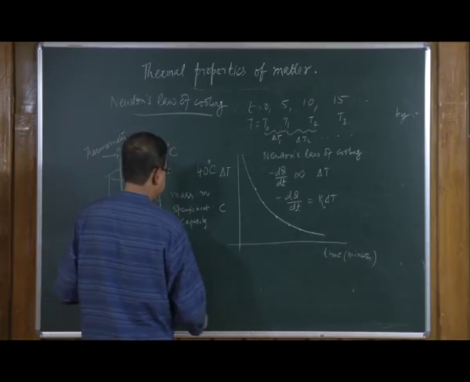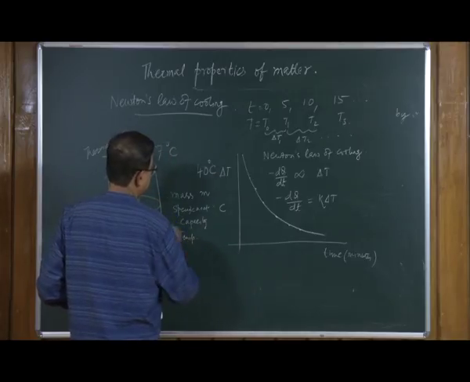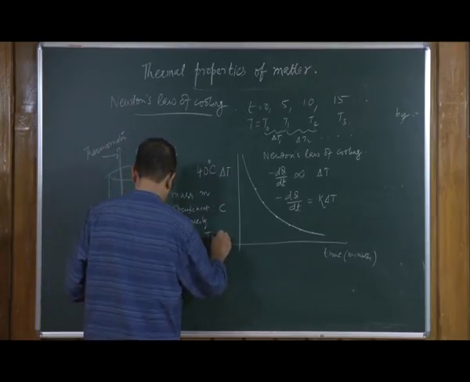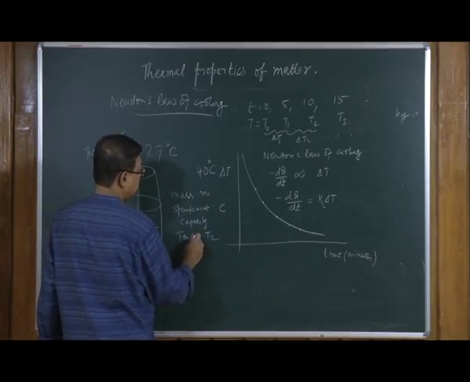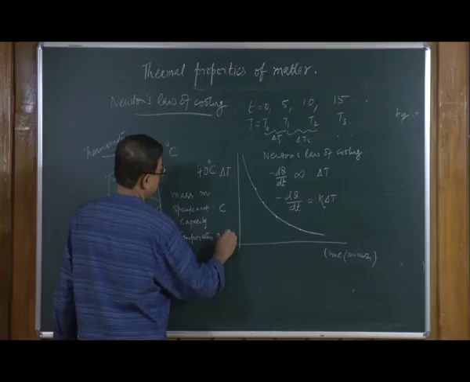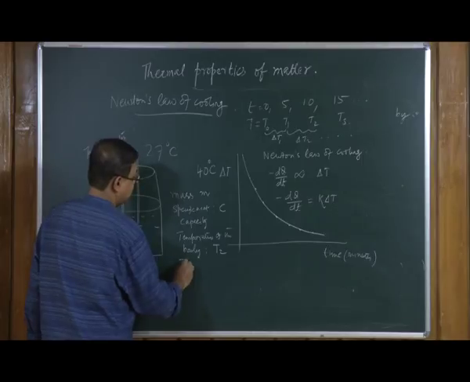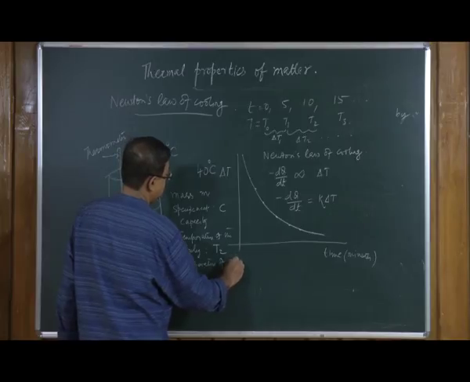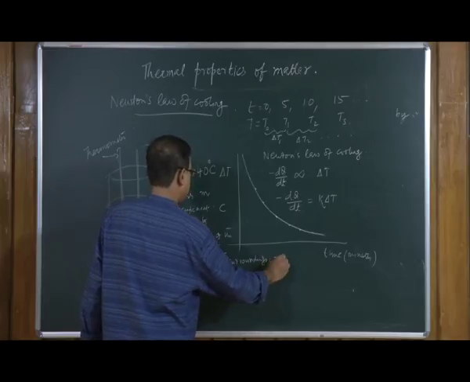So, this body is at temperature T2. The temperature of the body means the liquid or the substance that you are talking about is at temperature T2, and say T1 is the temperature of the surrounding. So, the temperature of the body is T2 and the temperature of the surrounding is T1.